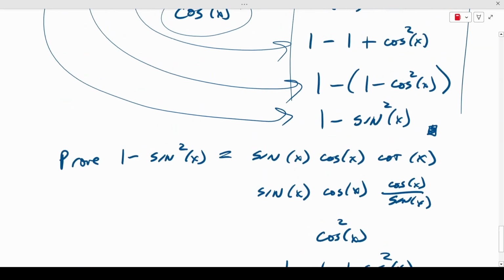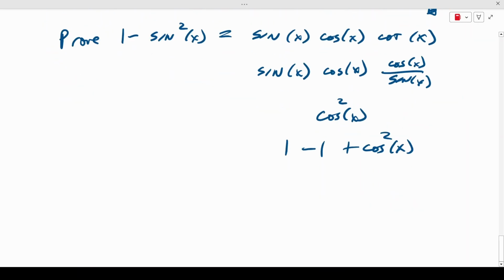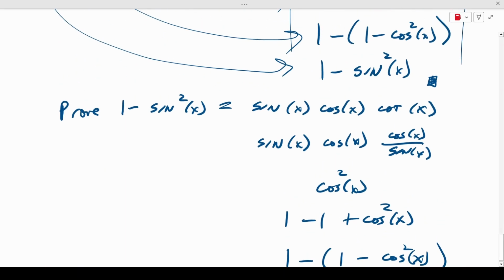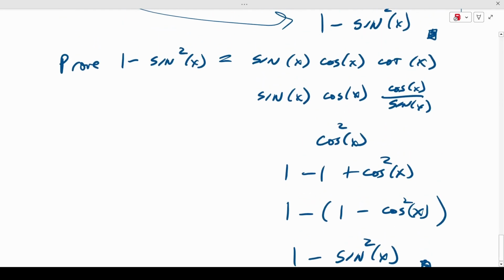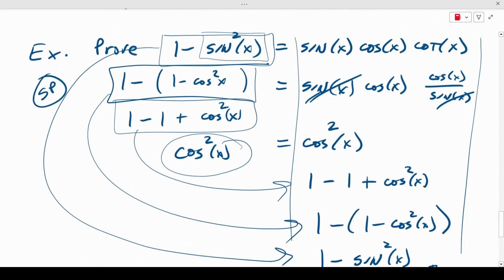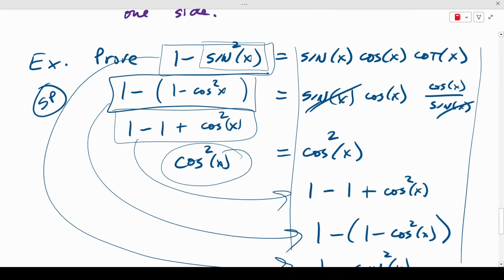What did I do next after that? Well, then I put brackets there. 1 minus bracket 1 minus cos x squared. What did I do next? Well, then I was able to turn this into sine x squared, 1 minus sine x squared, and I'm done. Okay, so now here I have a correct formal proof based on this scrap work proof.